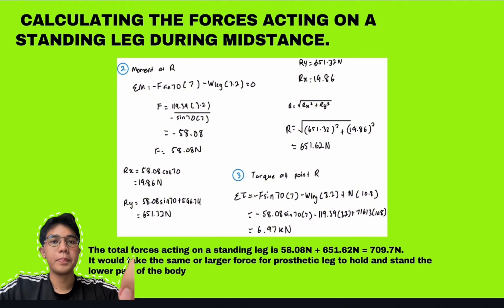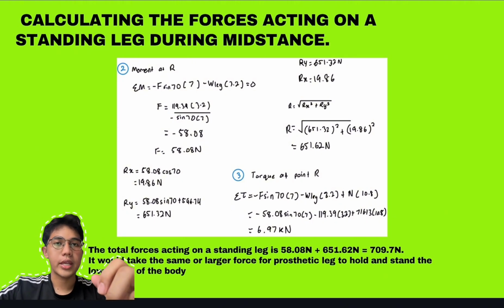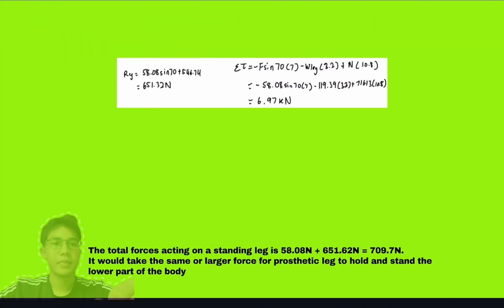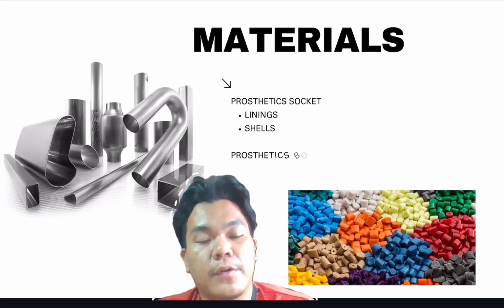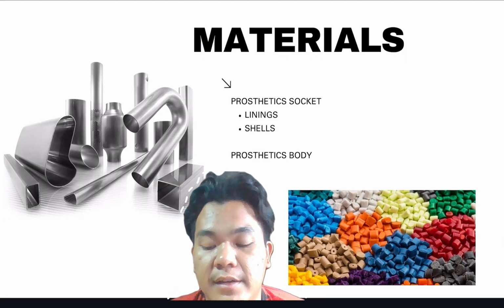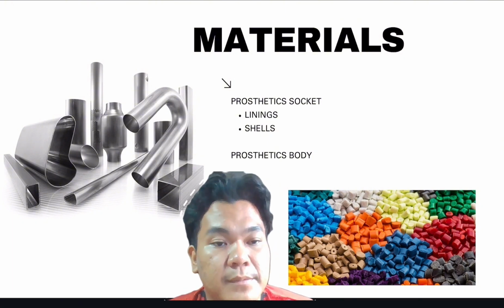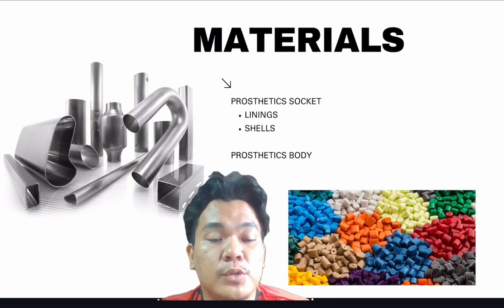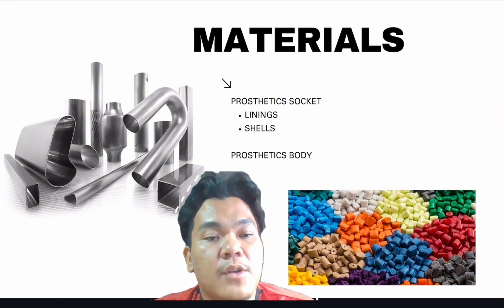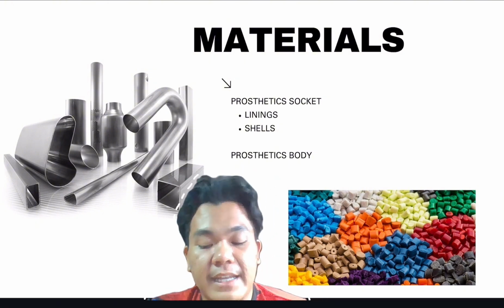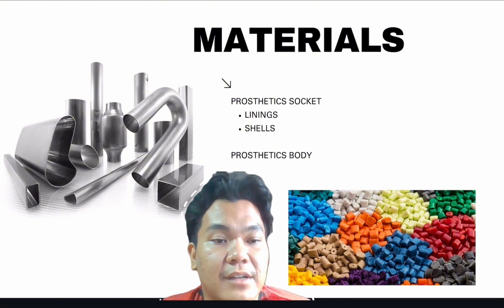Now it would take the same or larger force for a prosthetic leg, as a prosthetic leg would be more in mass than the actual leg to hold and stand the lower part of the body and also the upper part of the body. So for materials, we only focus on two aspects, which are prosthetic sockets and also prosthetic body. For prosthetic sockets, there are two compartments that we would like to emphasize, which are the prosthetic socket lining and also the prosthetic socket shells.